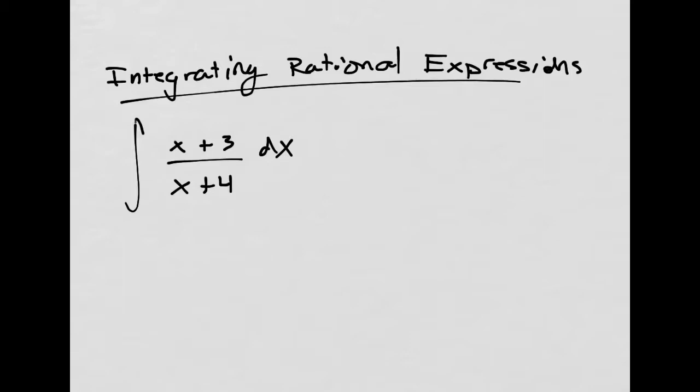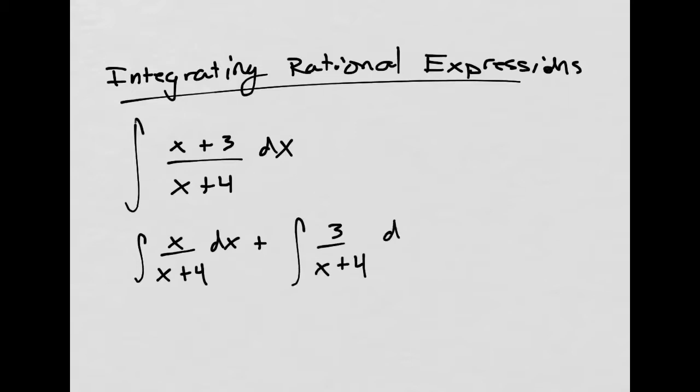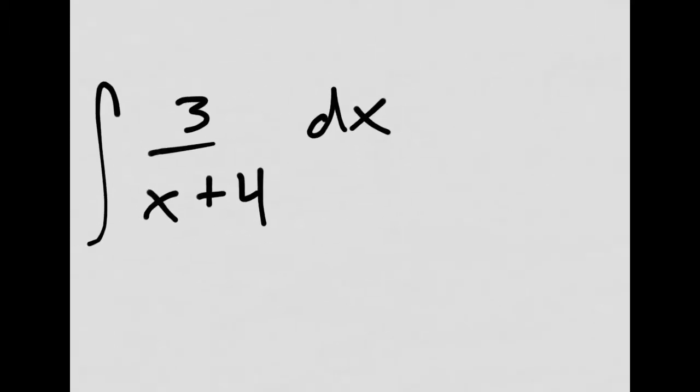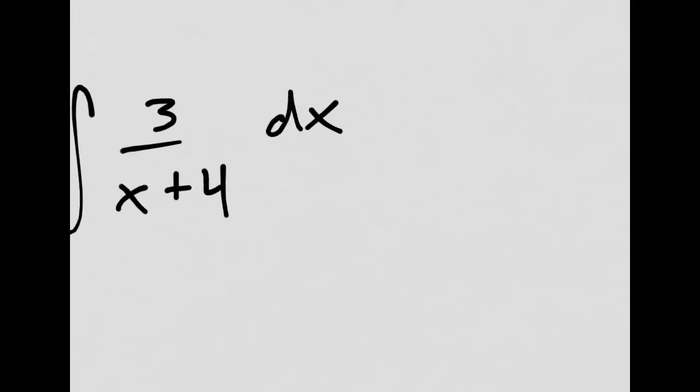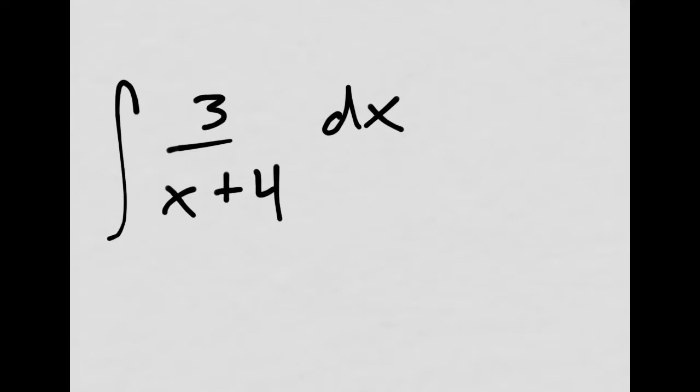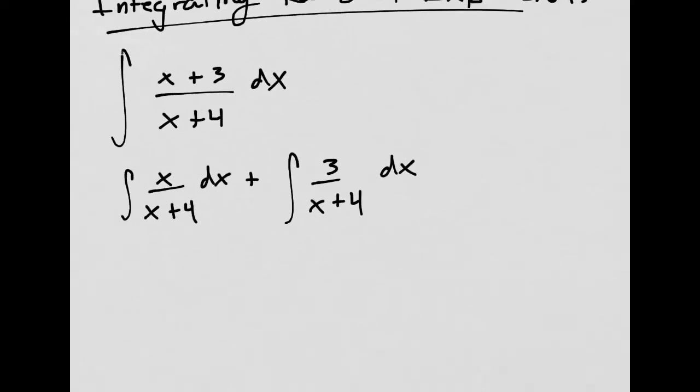So let's see. What I would do first is split up the numerator. So I would say first I would have the integral of x over x plus 4 dx plus the integral of 3 over x plus 4 dx. Now immediately I think, I could use substitution on that one. That one would work. Yeah, I could do it. I'll do it. Actually, I'm going to do that first. And then I'll work on this, and then we'll supplement our answer.